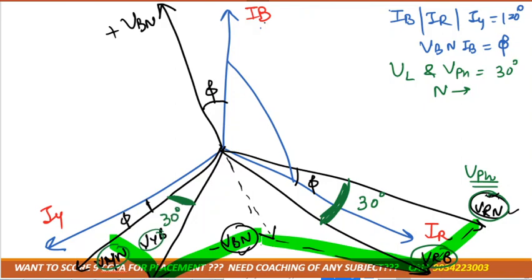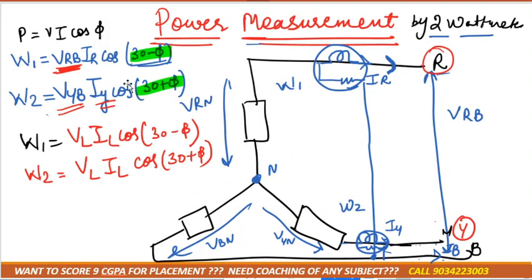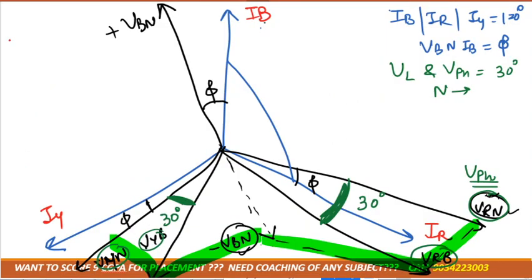Now see which angle we need, as I told you through the diagram. We need the angle between VRB and IR, right? Let's see what the angle between VRB and IR would be. They are demanding this angle. If the total angle is 30 degrees and this angle is 5 degrees, then the angle between VRB and IR is how much? 30 minus 5? Yes or no?